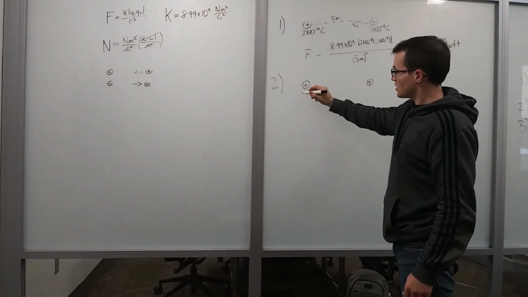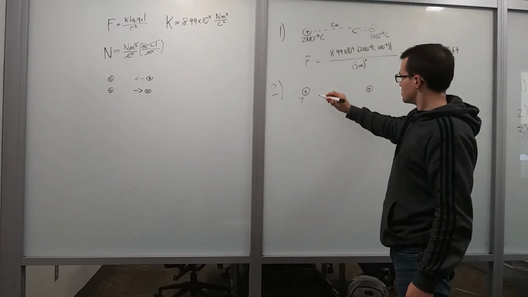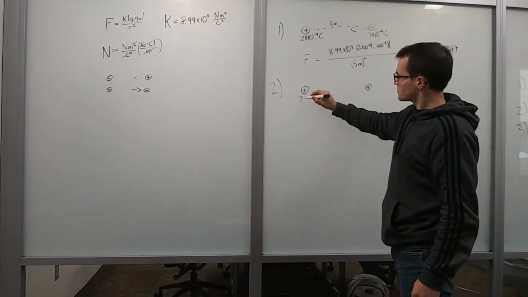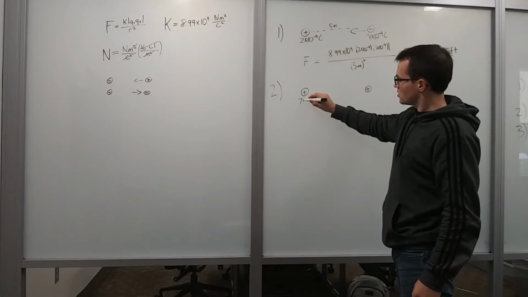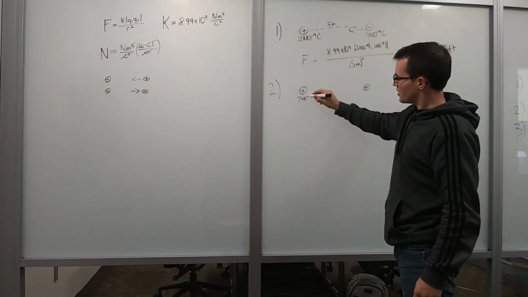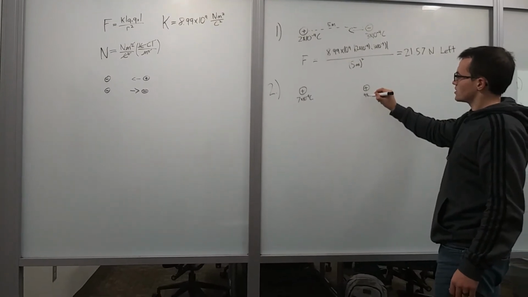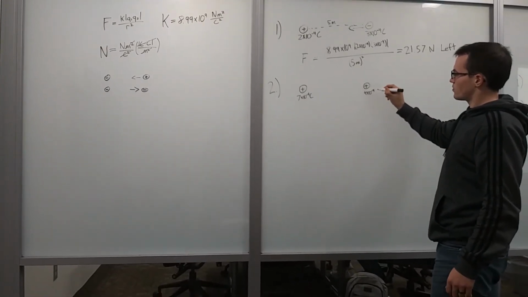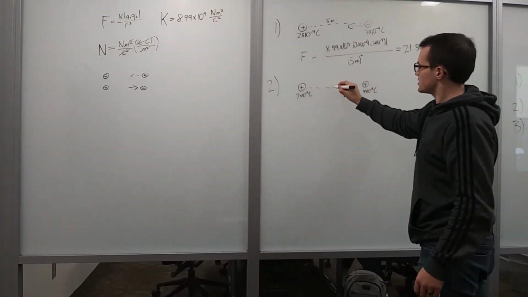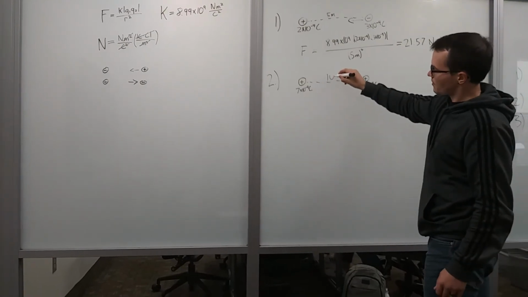So, say this one is 7 times 10 to the negative 4th coulombs, and this one is 4 times 10 to the negative 4th coulombs. And this time let's say they're 10 meters apart.